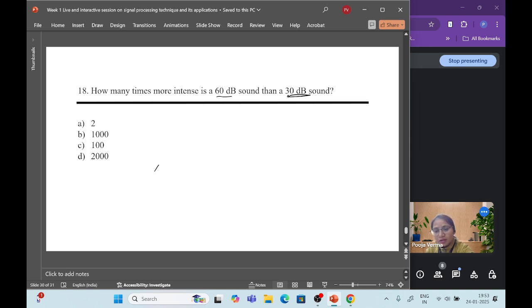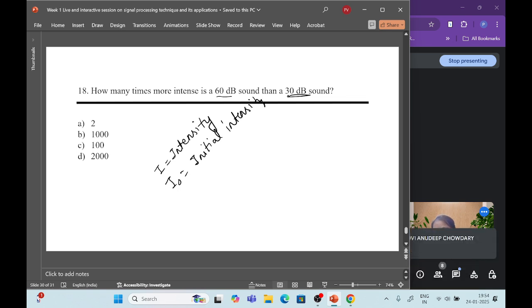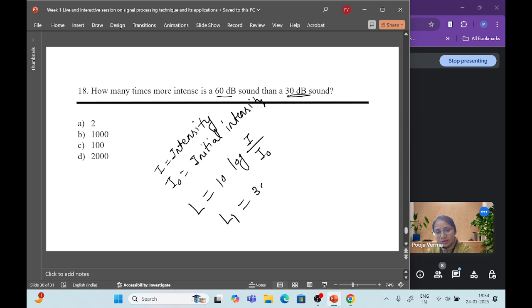Let I be the intensity of the sound, and I naught the initial intensity. L is any value, L = 10 log I divided by I naught. L1 is given as 30 dB, and L2, I am just making an assumption, is 60 dB. So it is in dB, and again we have to convert it.